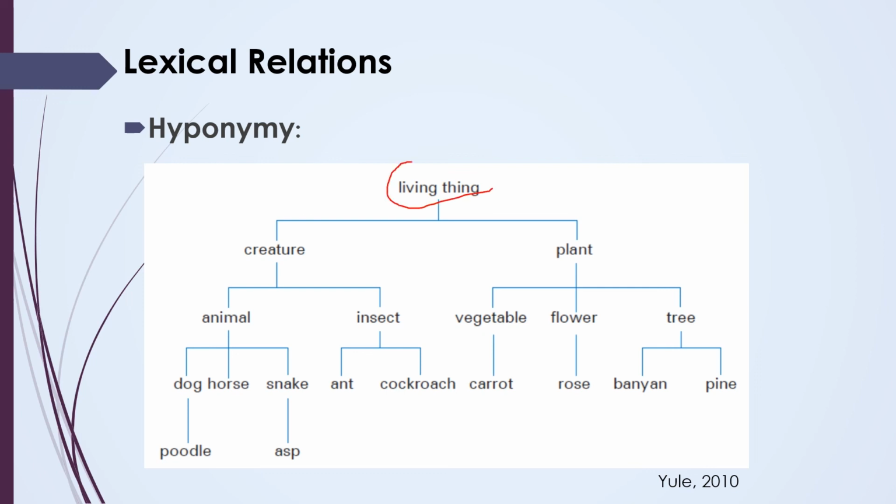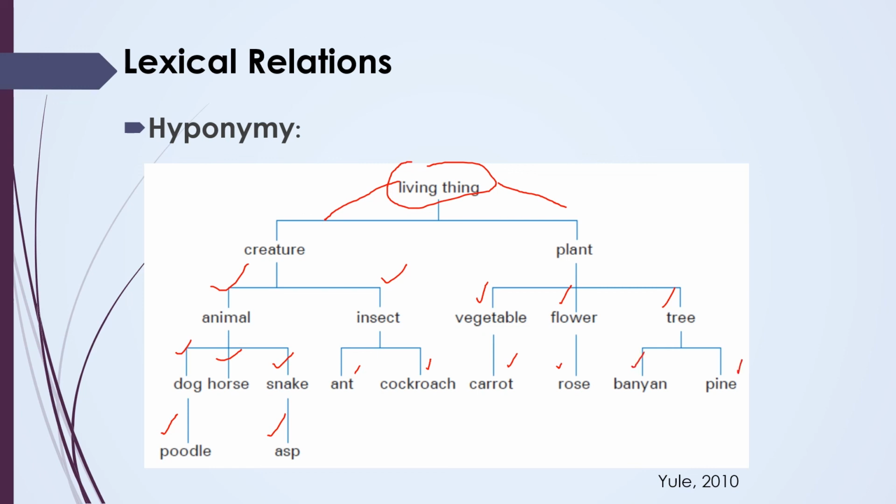First one is living thing, and living things are referred to as creature and plant. That means which can move and which cannot move. And under creature we can have animal and insect. Under animal we can have dog, horse, and snake. Under dog we can have poodle, and under snake we can have asp. Under insect we can have ant and cockroach as well. And under plant we can have vegetable, flower, and tree. Under vegetable we can have carrot, under flower rose, and under tree banyan and pine.